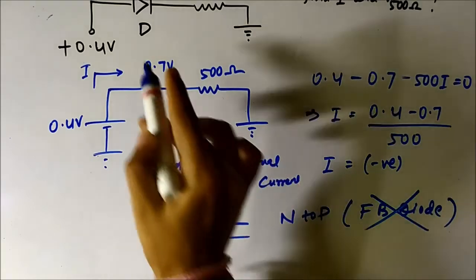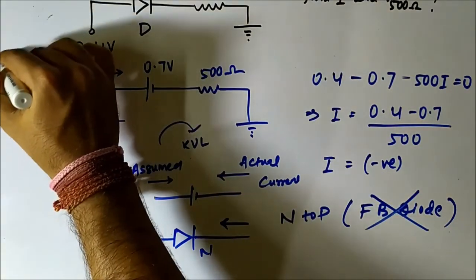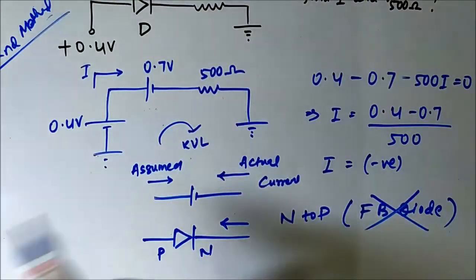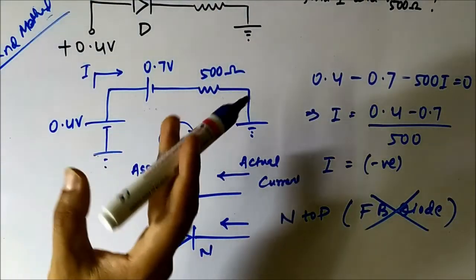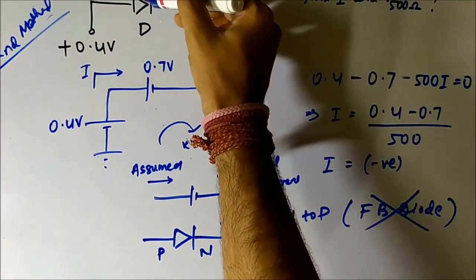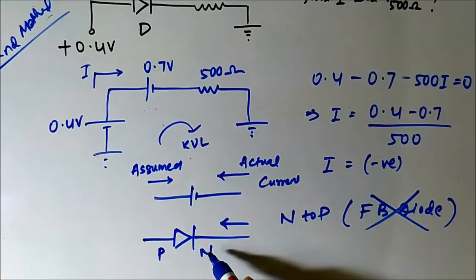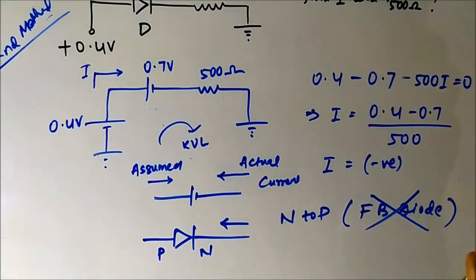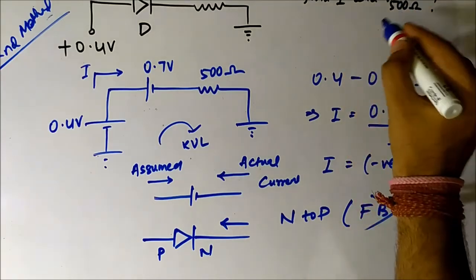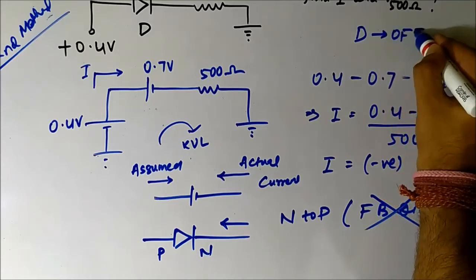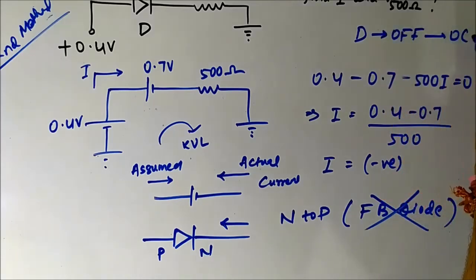So our assumption in the second method that the diode is on is false. It is not true because when we found out the current, the direction of the current is in the opposite direction, from N to P. Current can never flow from N to P through the diode. So it is not forward biased. Our assumption is wrong. It is reverse biased. The diode is off. Open circuited, reverse biased.